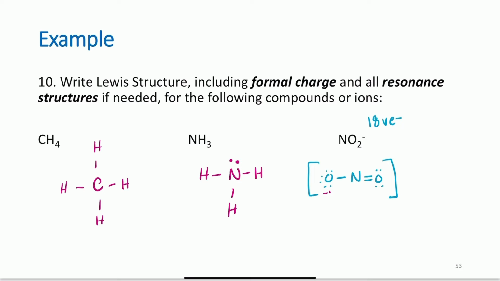This has a -1 charge on it. And this is a resonance structure because there's no reason why I couldn't give the double bond to the other oxygen. Don't forget your lone pairs. And the -1 is over here. Now these contribute equally.